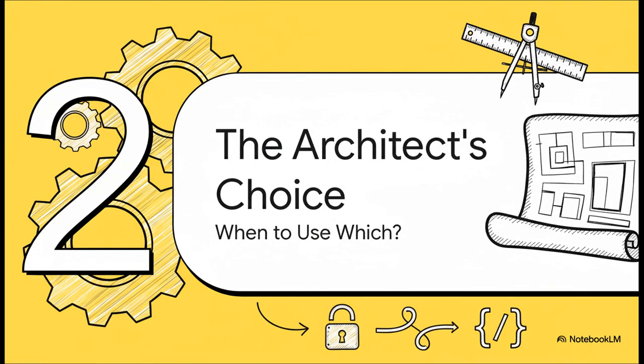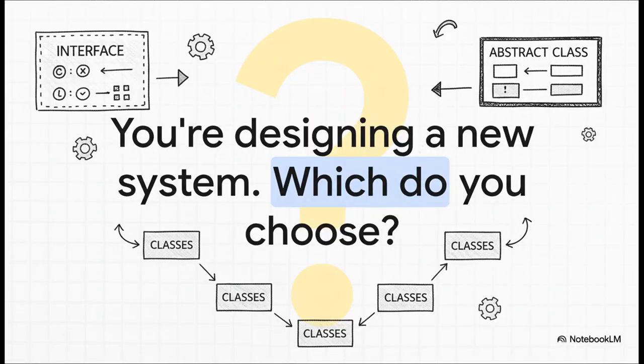Okay, so knowing the rules is great, but applying them, that's where the real art of software design comes in. This is the choice every developer, every architect has to make. So let's put you in the hot seat. You're kicking off a brand new project. You know you need to define some common behavior across a bunch of classes. What do you reach for? What's the right tool for the job here, interface or abstract class?